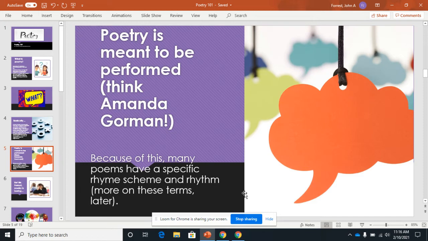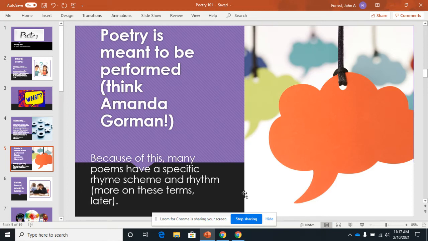So, poetry is meant to be performed. I just mentioned earlier that it's supposed to be musical. So, a couple weeks ago, we talked about Amanda Gorman, who performed one of her poems at the presidential inauguration. She also performed one of her poems before the Super Bowl, but she performed them. She didn't just read them. It's a performance. And after you guys go through this presentation, you're going to be watching a performance of a poem and answering a question based on that performance. And you'll kind of see what I mean when I say it's meant to be performed.